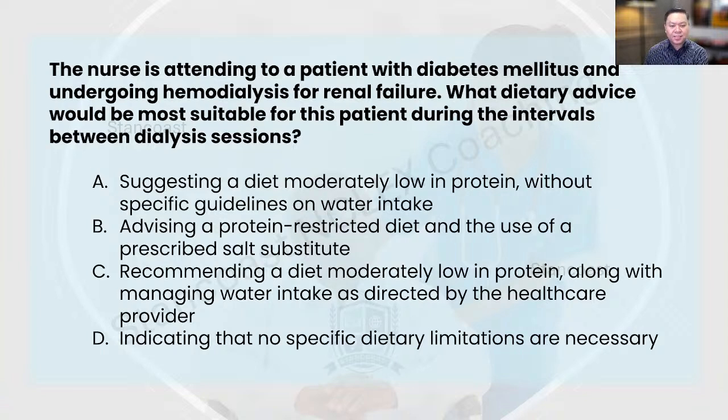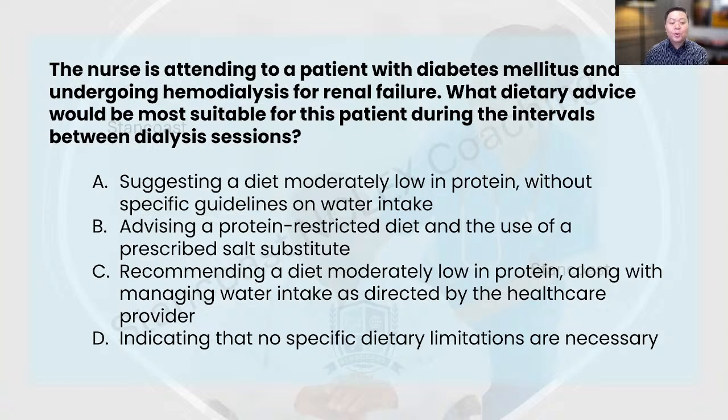Let me read that back. The nurse is attending to a patient with diabetes mellitus and undergoing hemodialysis for renal failure. What dietary advice would be most suitable for this patient during the intervals between dialysis sessions? Is it A, suggesting a diet moderately low in protein without specific guidelines on water intake? Or is it B, advising a protein restricted diet and the use of a prescribed salt substitute?